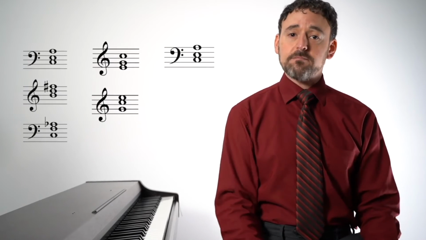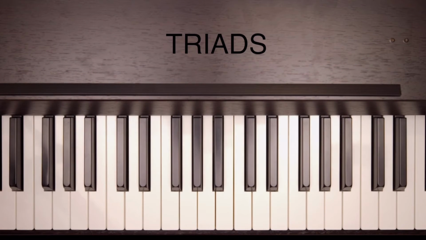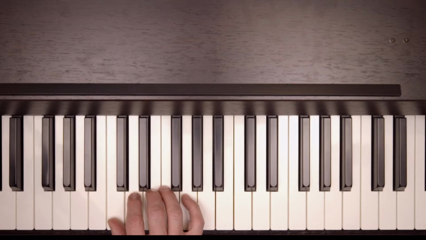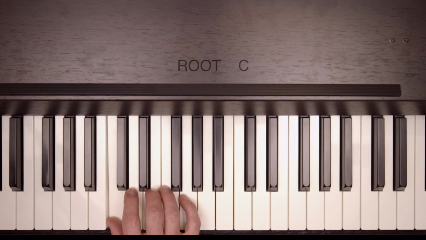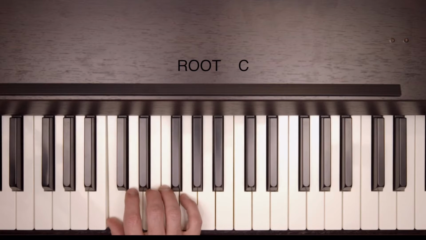Now before we begin, let's have a little review on triads. The triad is the most basic chord in tonal music, and it has three notes. We'll start with a C major triad. First, we have the root note, C, and that's the note that gives the triad its name. So in a C major triad, C is our root.